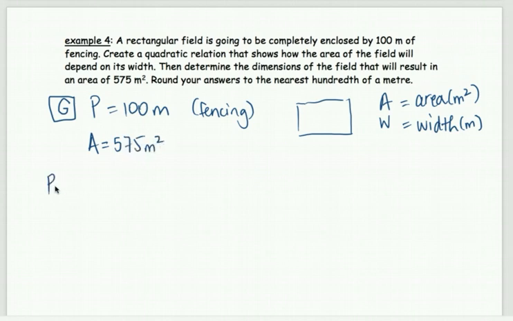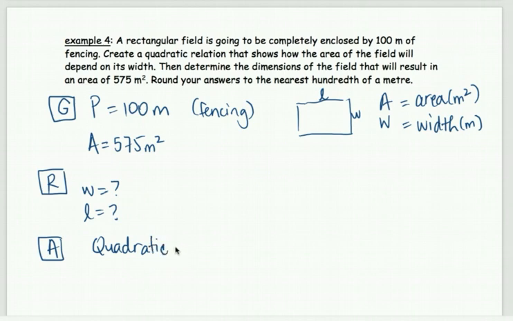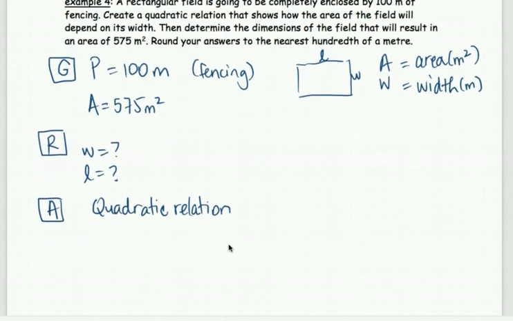We need to know what the width and the length of the field will be. Say this is the length and that's the width, if we have the conditions that the perimeter has to be 100 meters and the area has to be 575 meters squared. So here's our plan. We need to build our quadratic relation.